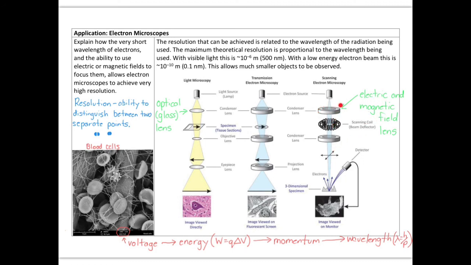So they use magnets and electric fields to focus the beam of electrons, as opposed to a normal light microscope, which uses optical lenses or glass. Glass is able to bend light using the principle of refraction that you might have learned about in earlier years. That refraction of light as it goes through the lenses is used to magnify the image. However, in the electron microscope, glass won't cause the beam of electrons to bend as such. We need to use electric and magnetic field lenses.